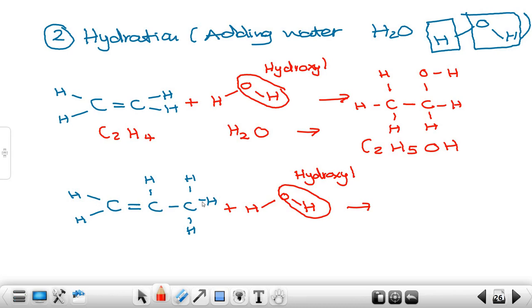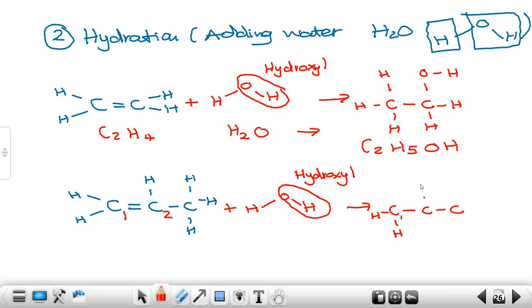But when you have more carbons, and all carbons don't have the same number of hydrogens, you have to consider the number of hydrogens in order to add the hydrogen part and the hydroxyl part. Now, if we look at carbon number 1 and carbon number 2, you'll agree with me that carbon 2 has 1 hydrogen and carbon number 1 has 2 hydrogens. Now the hydrogen from water must be bonded to the carbon with the most number of hydrogens. So what must happen here is that on carbon number 1, the extra hydrogen must form, right? So let me draw what is already there.